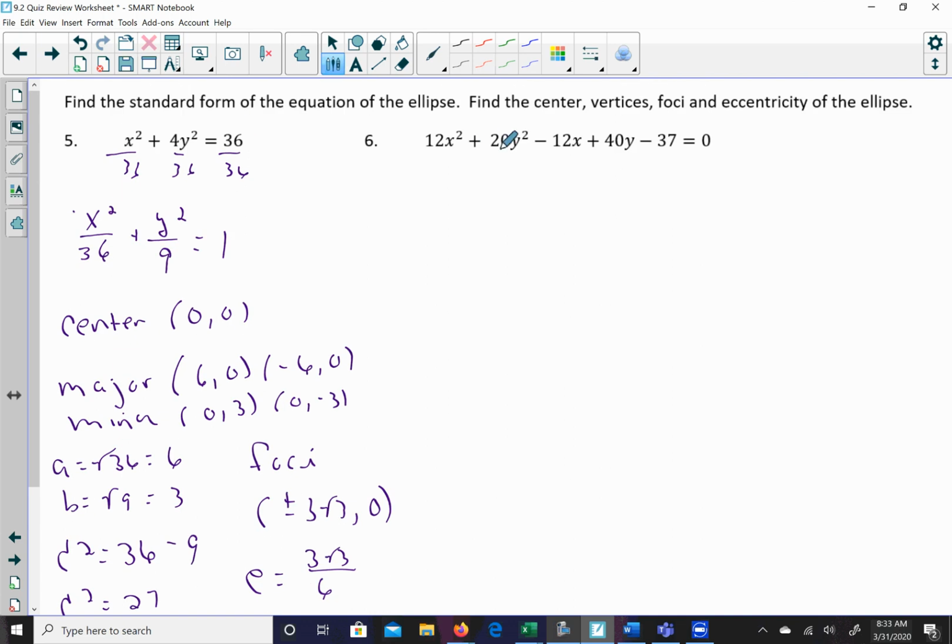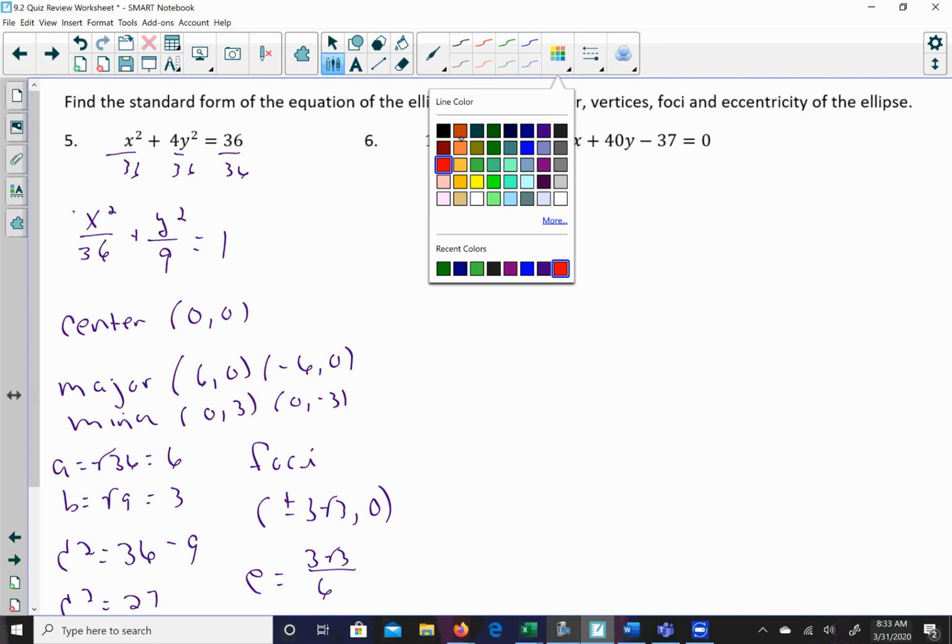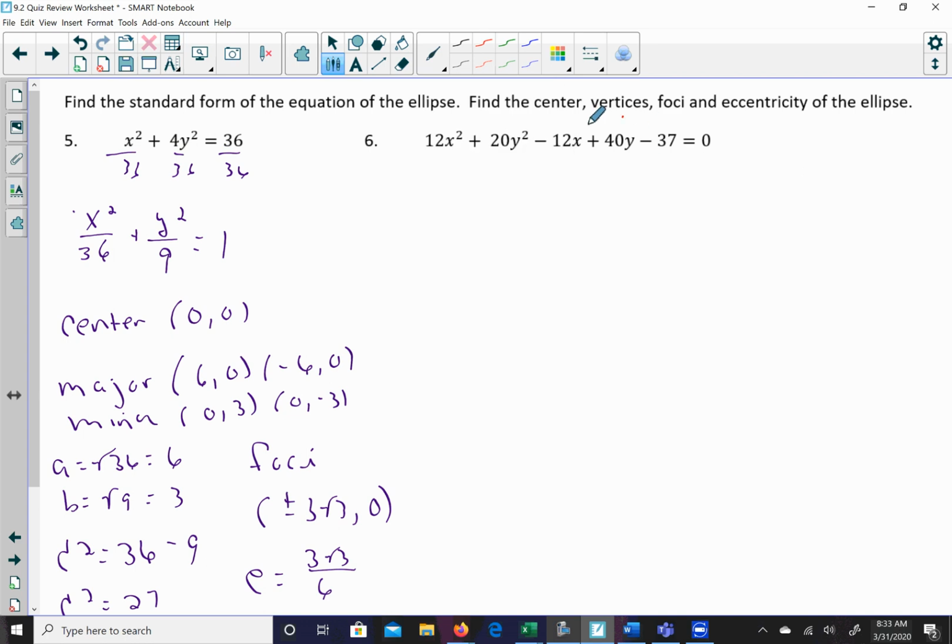Okay, moving on to number 6, we are going to do the same thing, except it is not in a nice standard form. I'm going to have to complete the square to put it in the standard form, so I'm going to complete the square for the x's and the y's, but before I can do all that, I have to put my x's together, so I'm going to say 12x squared minus 12x plus 20y squared plus 40y, and then putting that 37 over to the other side, it's equal to a positive 37.